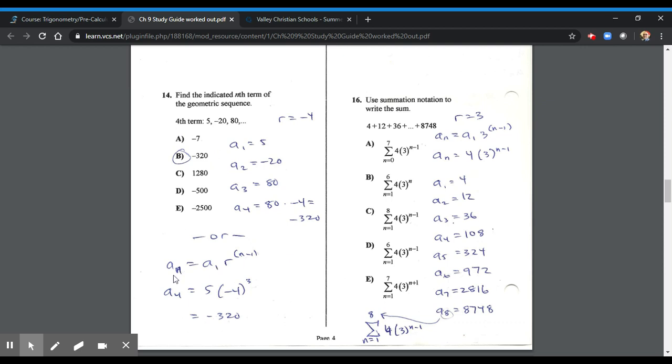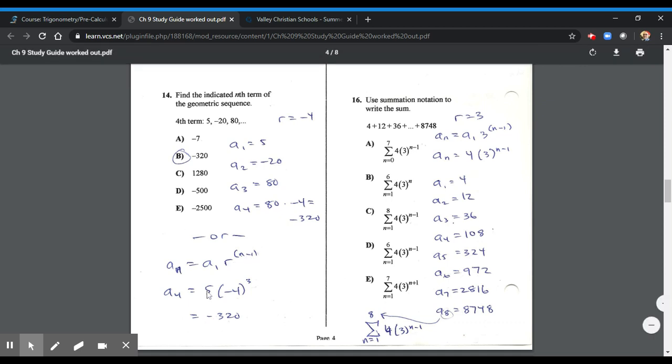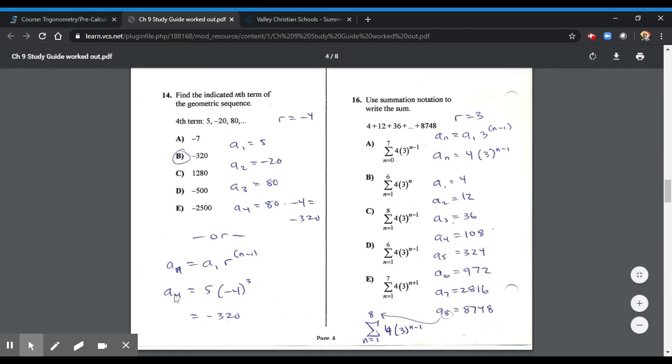Or if I didn't know that, I could use my formula. A sub n is equal to a sub 1 times r to the n minus 1. My a sub 1 was 5. If my n is 4, it's going to be -4 to the 4 minus 1, or the third power, and that turns out to be -320. Either way.